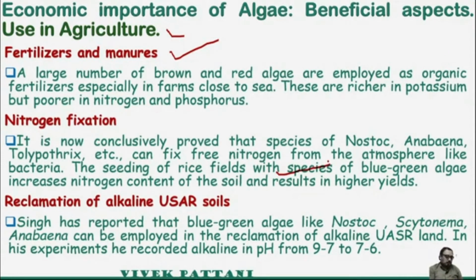Now comes reclamation. It has been reported that blue-green algae like Nostoc, Cylindrospermum, Anabaena are employed in the reclamation of alkaline usar land. In the experiments, the pH was recorded to decrease from 9 to 7, and then from 7 to 6.